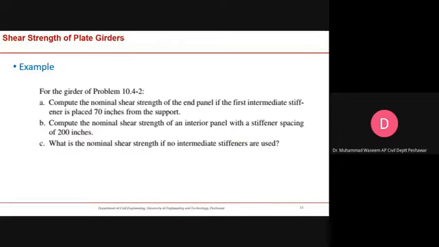So there is a problem. Compute the nominal shear strength of the end panel. In the end panel, if I remember, tension field is not permitted. If the first immediate stiffener is placed 70 inches from support, we will see.